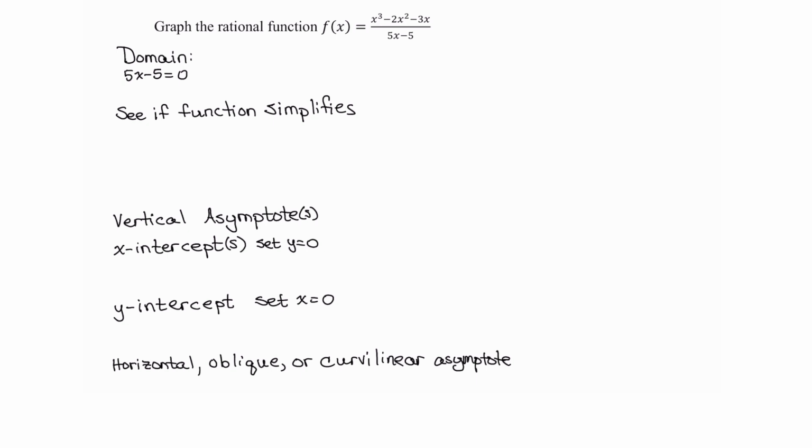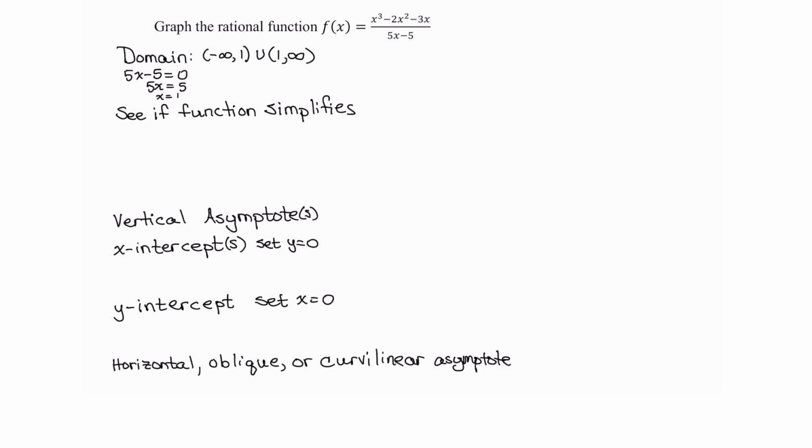Solving for x, we'll add 5 to both sides. We'll get 5x is equal to 5. And then dividing by 5, we get x is equal to 1. So our domain cannot include 1. Writing that in interval notation, we have negative infinity, comma 1 with the parentheses, union, parenthesis 1, comma infinity.